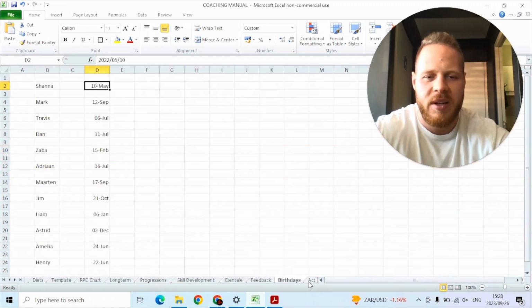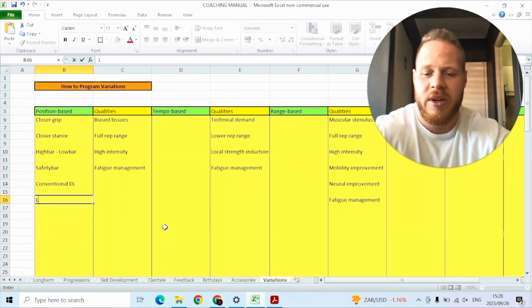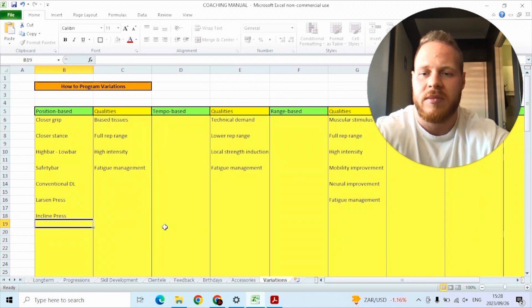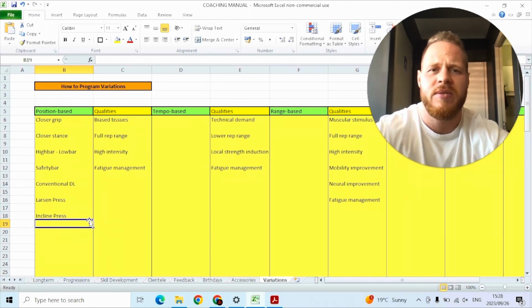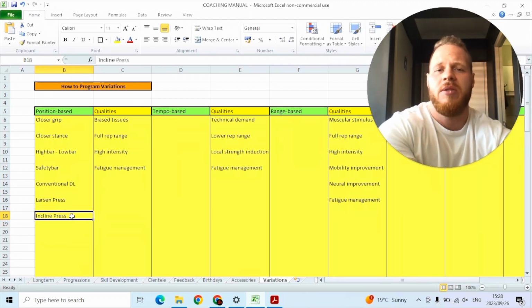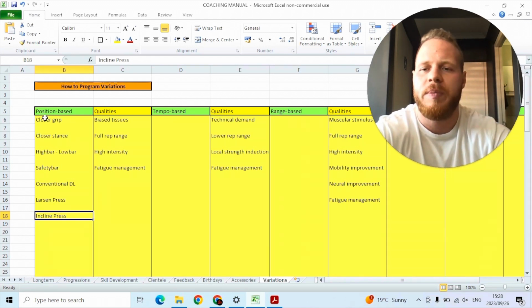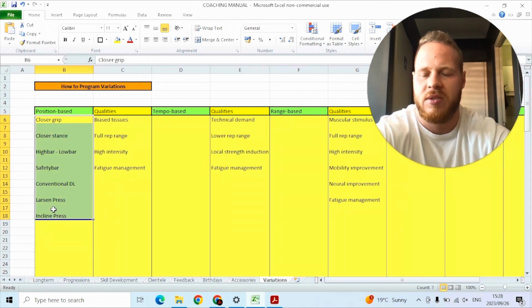Very easy one. A Larsen press. Okay, definitely will change your position. An incline press, usually used for something like dumbbell work, but we can do an incline bench variation. Absolutely. So these will all be position-based variations, right?